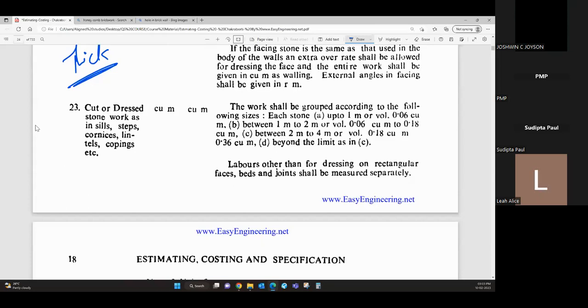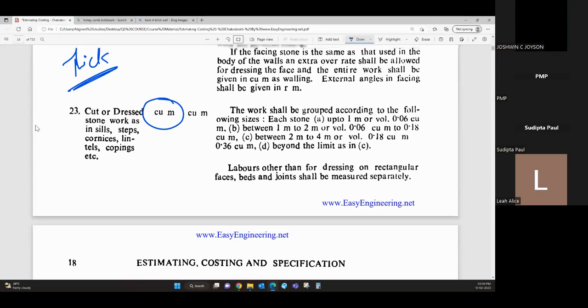Cut or dressed stonework as sills, step, cornices, or lintels or copings. So whenever you are developing a stone pedestal, okay, whenever you are developing a stone cut pedestal or stone dressed pedestals, you always consider it as cubic meter.